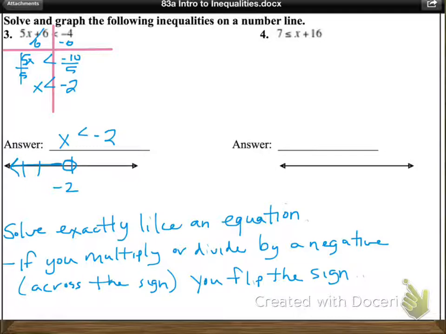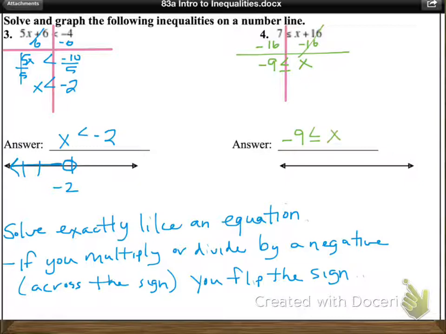This time, we have 7 is less than or equal to x plus 16. Let's go ahead and draw the river. I want to get x by itself, so I'm going to subtract 16 from both sides. Okay, 7 minus 16 is -9, is less than or equal to x. Okay, so here we go. We have the answer being -9 is less than or equal to x.